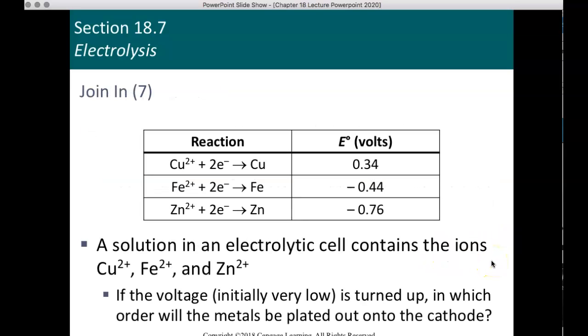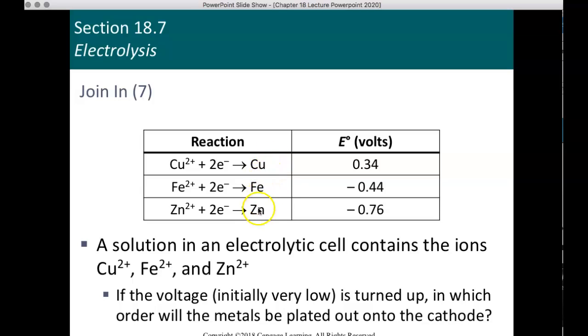Let's look at, this is not an in-class exercise, let's look at join-in number 7. Okay, so it says a solution in an electrolytic cell contains the ions copper, iron, and zinc. And it says if the voltage, initially very low, is turned up, in which order will the metals be plated out onto the cathode?